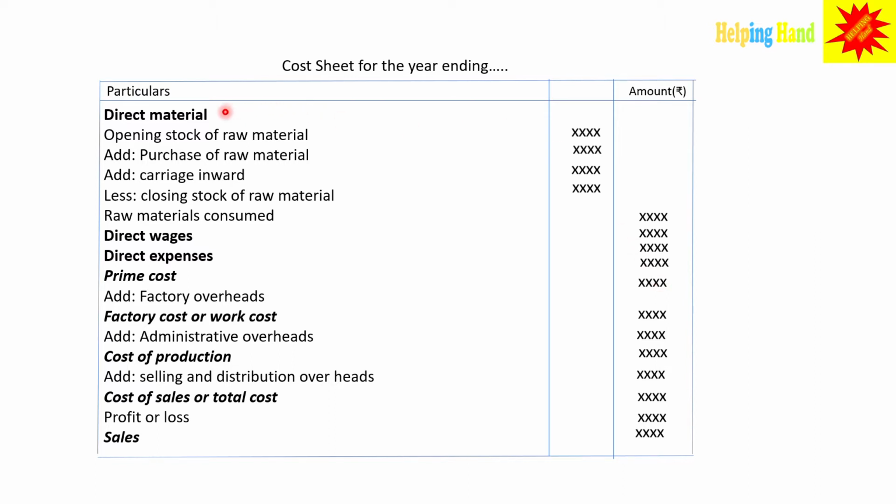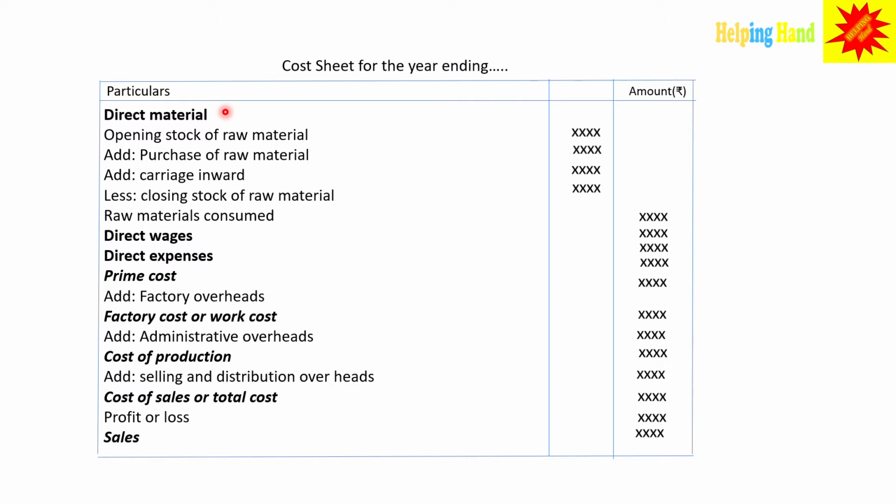What do you mean by this direct material? Direct materials are those materials which are involved in the production process directly. So basically these are the raw materials without which the production process might get hindered or stopped immediately.